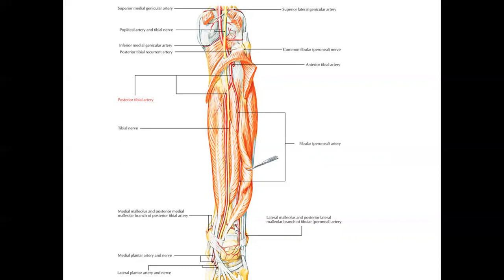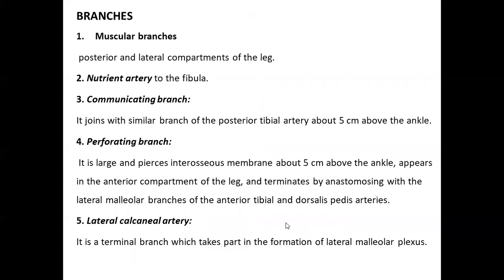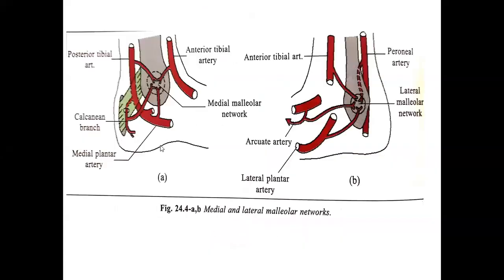And then it comes in the anterior compartment and terminates by anastomosing with the lateral malleolar branch of the anterior tibial artery and the dorsalis pedis artery. Then we have the lateral calcaneal artery. Lateral calcaneal artery is a terminal branch which takes part in anastomosis and formation of the lateral malleolar network.